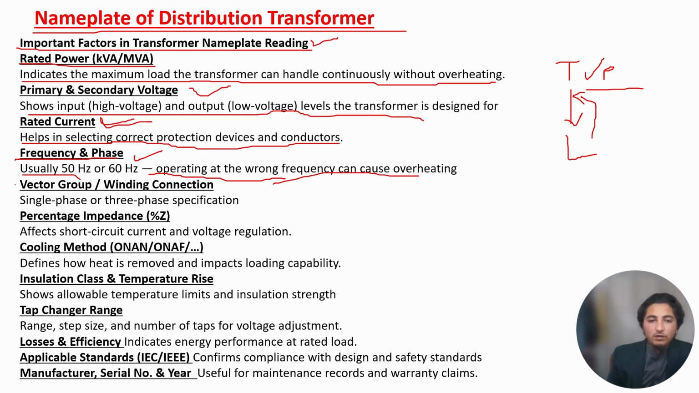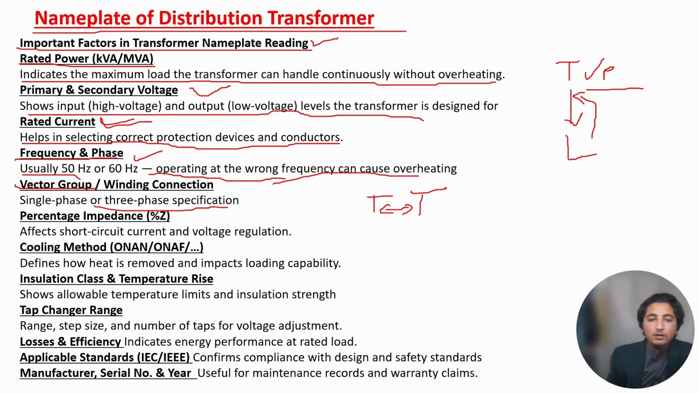The next one is vector group. Vector group is used for paralleling two transformers with each other. For paralleling two transformers with each other, the vector group helps us here. And the next one is winding connection. That is very simple, either single phase or three phase.